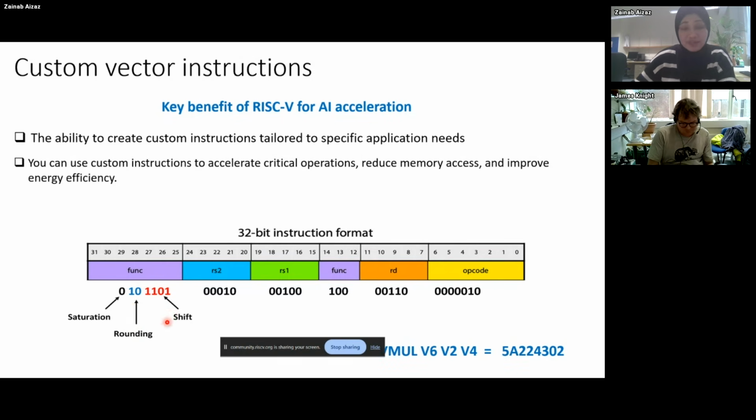Later I'll show why we are shifting, but this is like 13. So the result of the vector multiplication should be shifted by 13. This is shown by that. So this is how the 32-bit instruction format for our vector processor works.